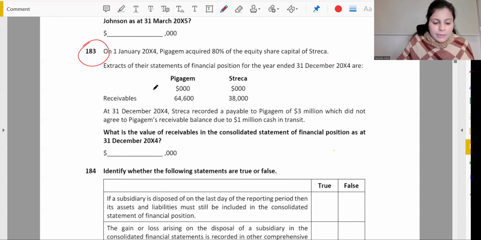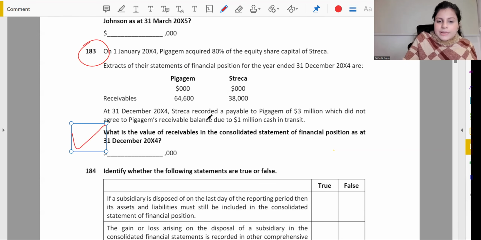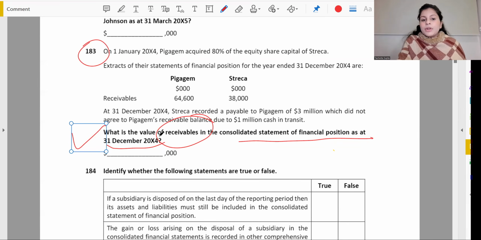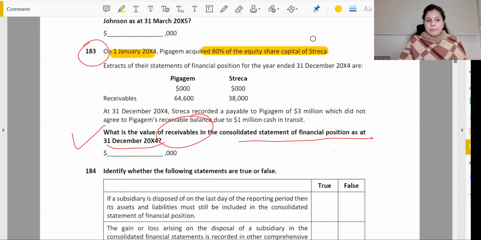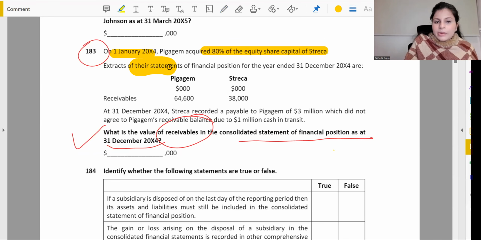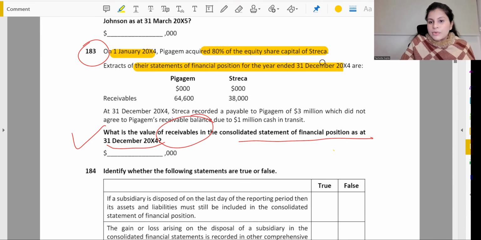This one. Question number 183, everyone. What's there? Let's do it. What is the value of receivables in consolidated statement of financial position as at 31st December 2014? So there are some receivables. They are asking you the valuation of it. On 1st January, parent acquired 80% of the equity share capital. Extracts of their statements of financial position are given.